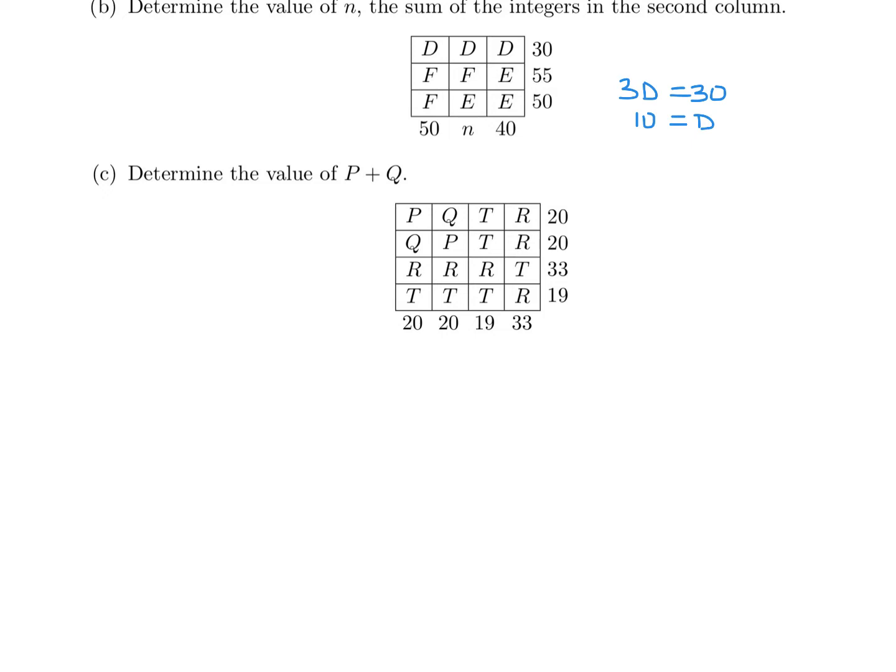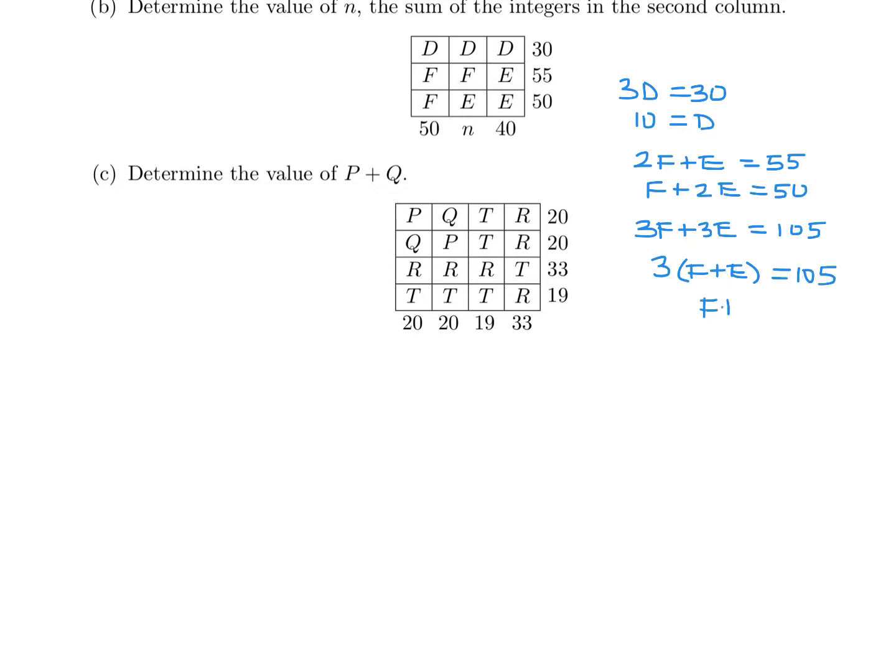I guess just these two columns will give us a couple equations, and we can add them. So 2f plus e is equal to 55, and then f plus 2e is equal to 50, and when you add them all, it's 3f plus 3e is equal to 105. Then if we factor out the 3, f plus e is equal to 35.